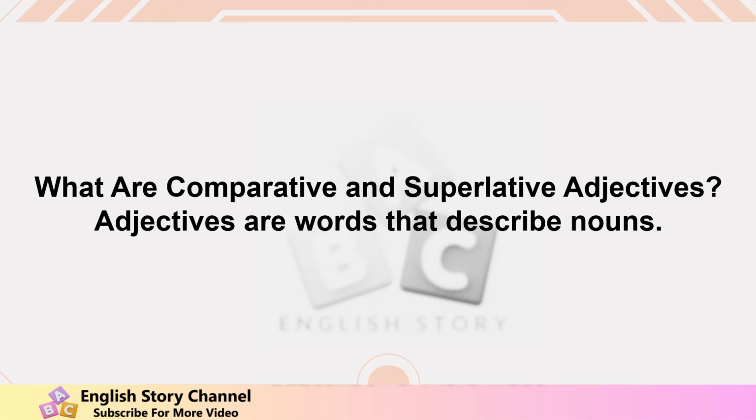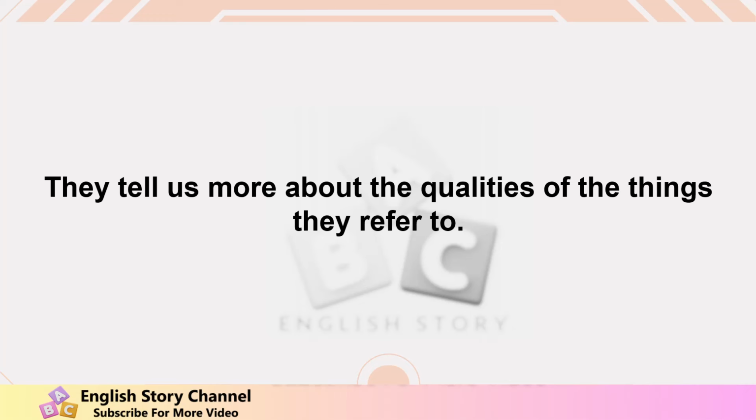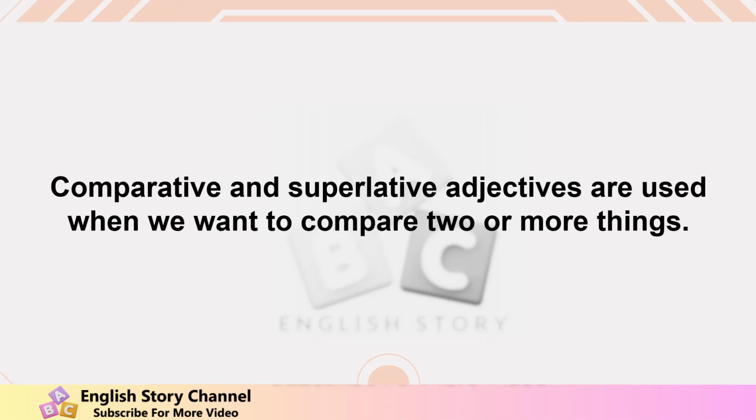What are comparative and superlative adjectives? Adjectives are words that describe nouns. They tell us more about the qualities of the things they refer to. Comparative and superlative adjectives are used when we want to compare two or more things.